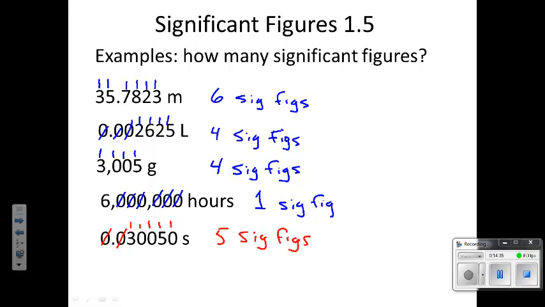So now we know what significant figures are and how to identify a significant figure or a zero that's not significant, that can be dropped. And another key thing, right, is that by writing numbers in scientific notation, we write only significant figures in scientific notation. So that's a key fact to keep a hold of.